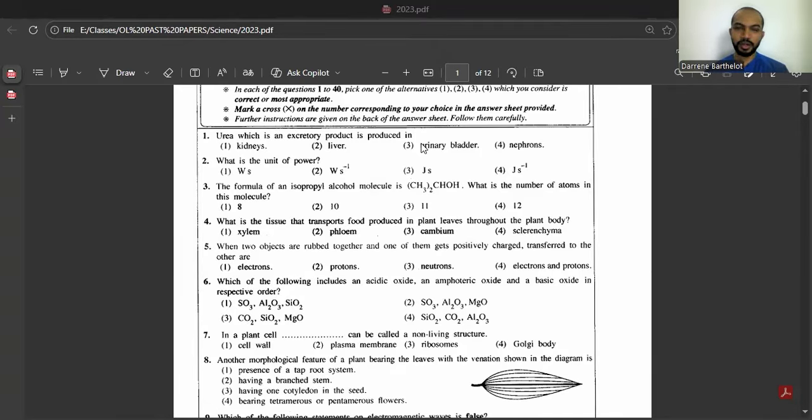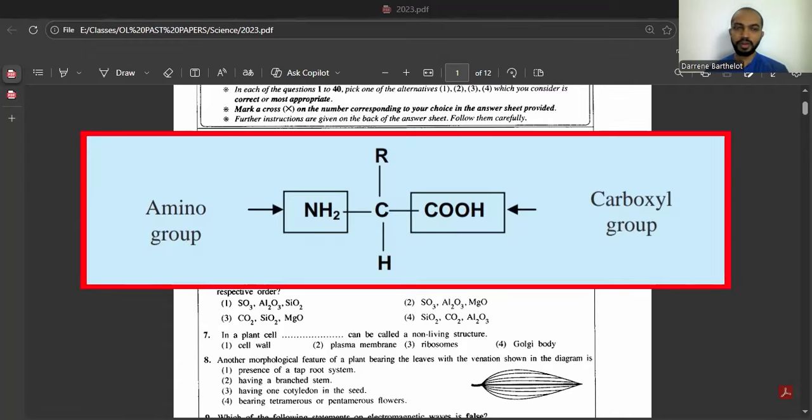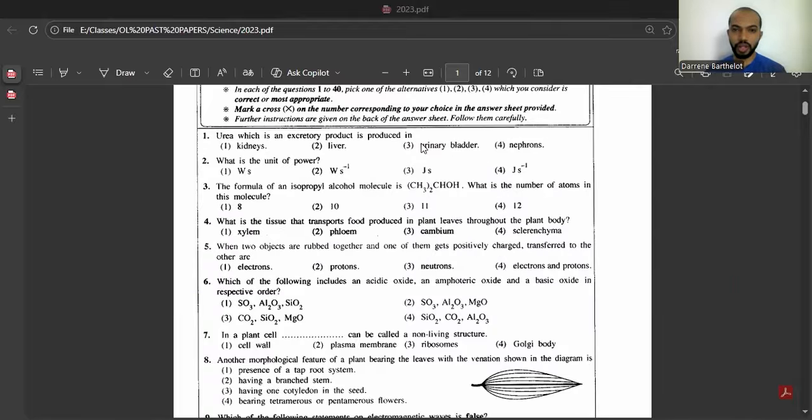So urea is an excreted product that comes from a part of the amino acid. As you know, an amino acid has an NH2 part. That NH2 part will be converted into ammonia within the body. As ammonia is highly toxic, it will be converted into urea by the liver, and then it's excreted by the kidneys. So the answer should be liver.